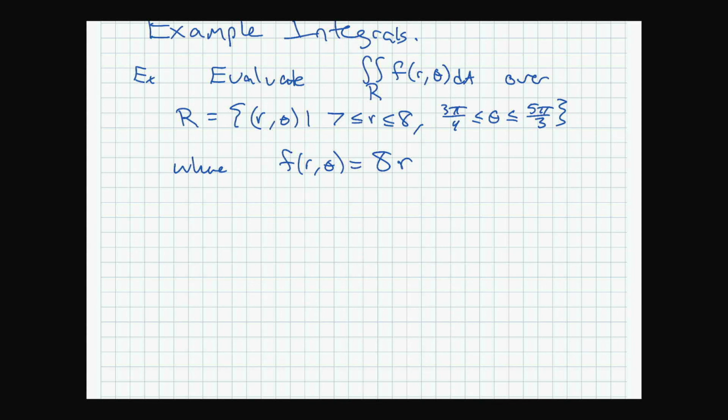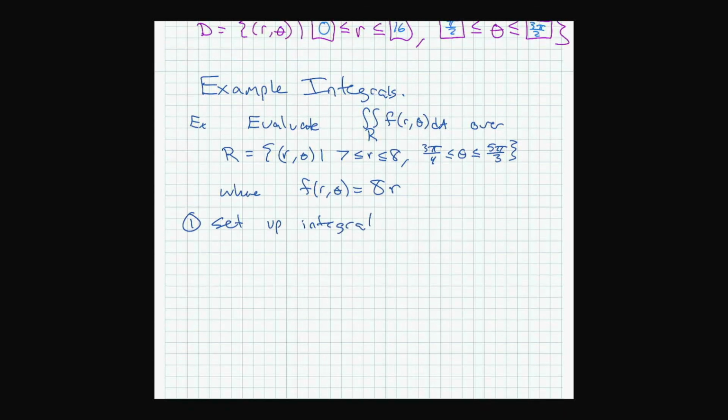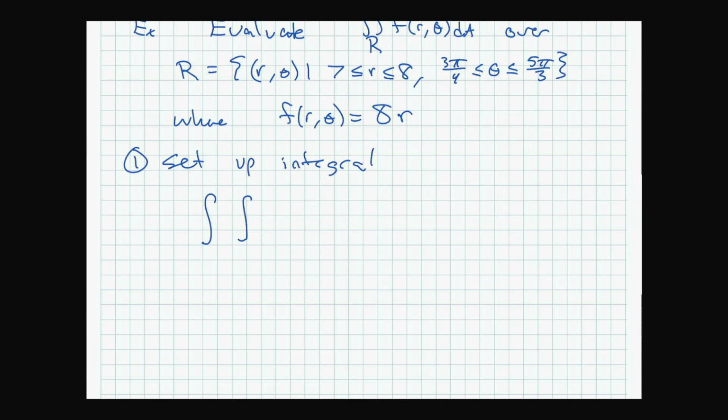All right, got it. So let's set up the integral. It should be pretty straightforward here. So you're going to have a double integral, leaving some space, the function that we're integrating is 8r. And then your dA, remember your dA is r dr d theta. Don't forget the extra r. R dr d theta.